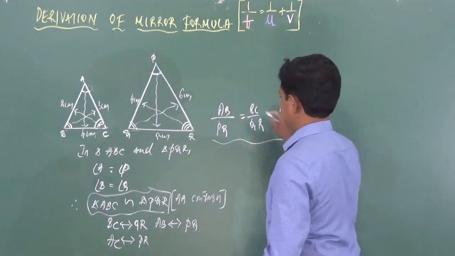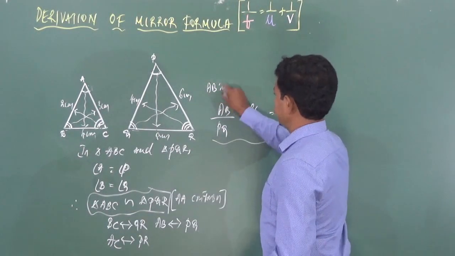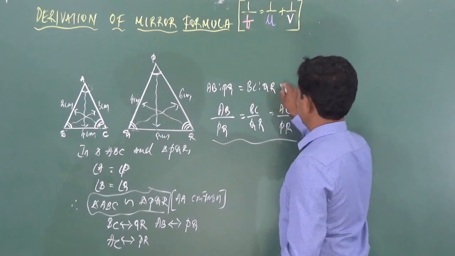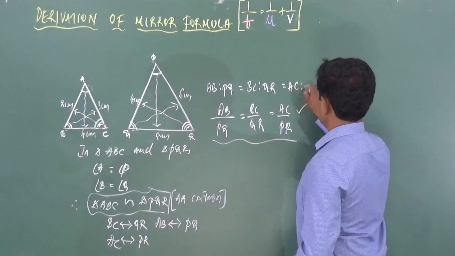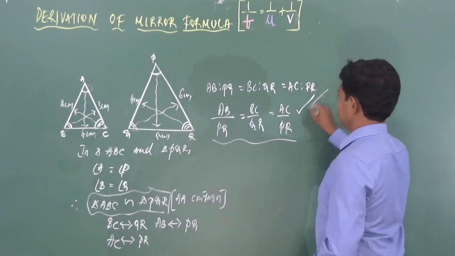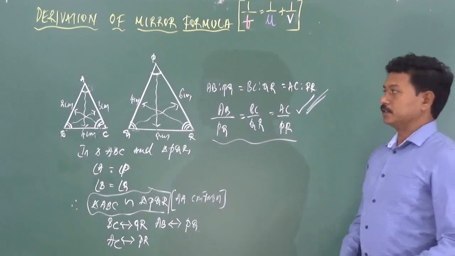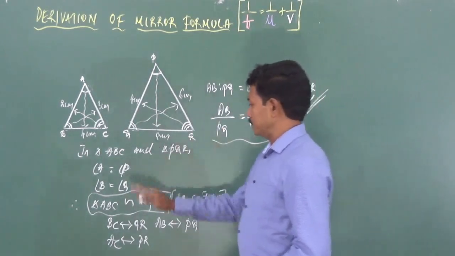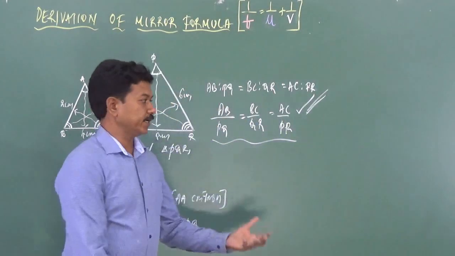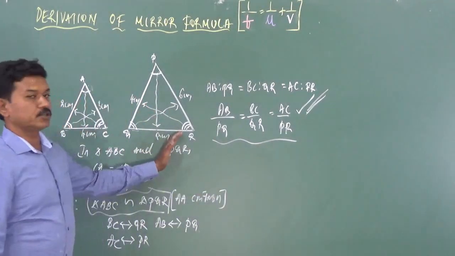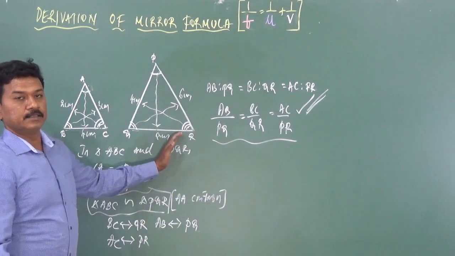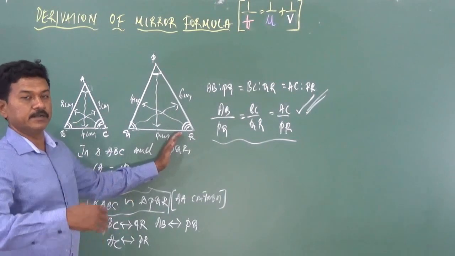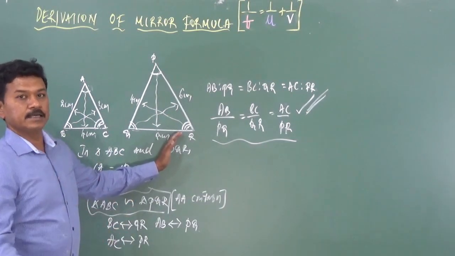This is nothing but the AB to PQ ratio is equal to the BC to QR ratio, which is equal to the AC to PR ratio. So the corresponding sides are proportional. This is called the AA criterion. If two angles of one triangle are correspondingly equal to the two angles of another triangle, then both the triangles are equiangular. Next statement: if two triangles are equiangular, then they are similar.